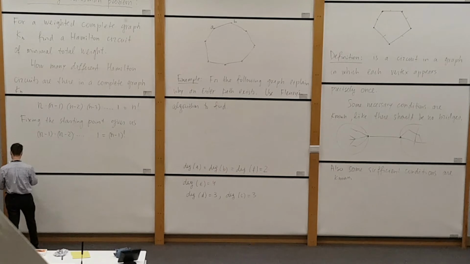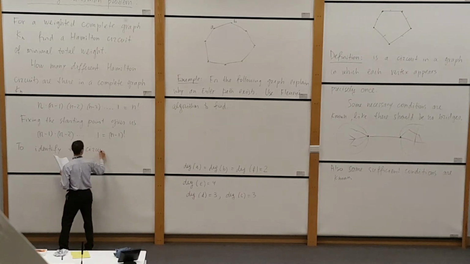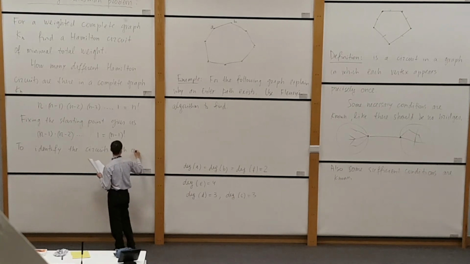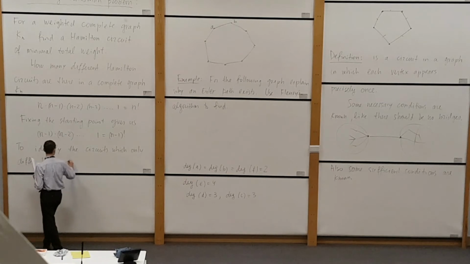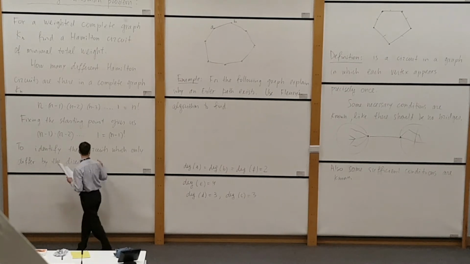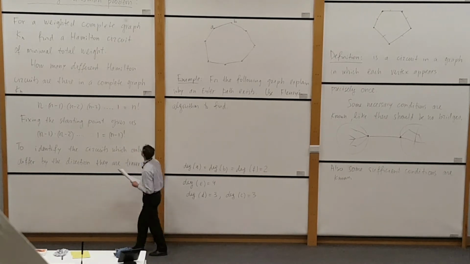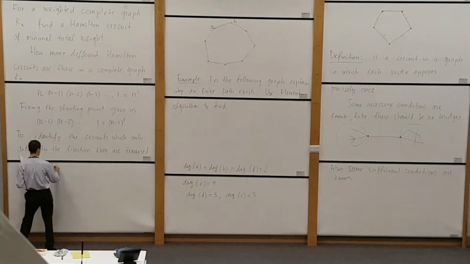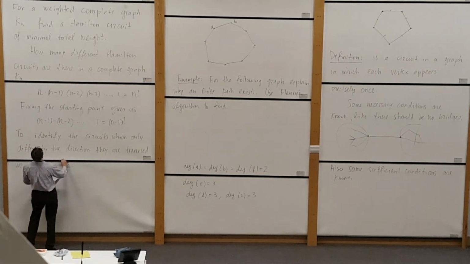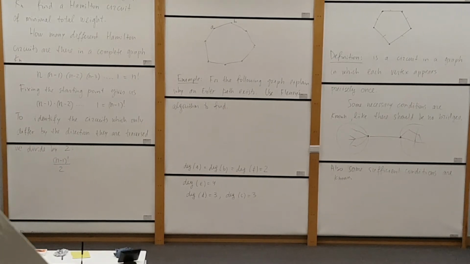To identify the circuits which only differ by the direction they are traversed, we divide by 2. And that gives us (n minus 1) factorial divided by 2. So that's indeed now the total number of different Hamilton circuits.